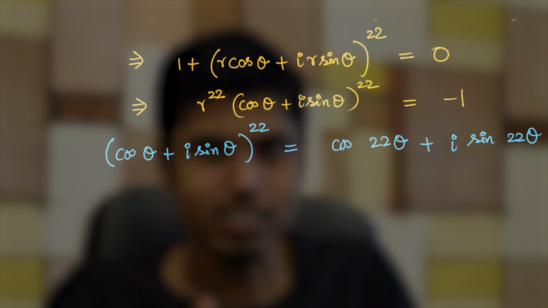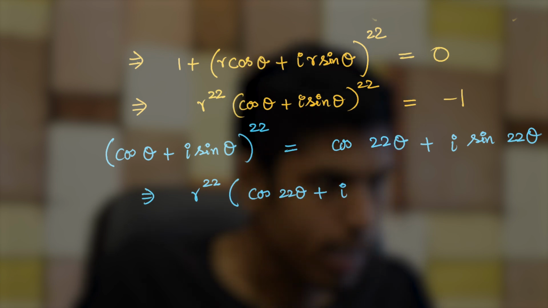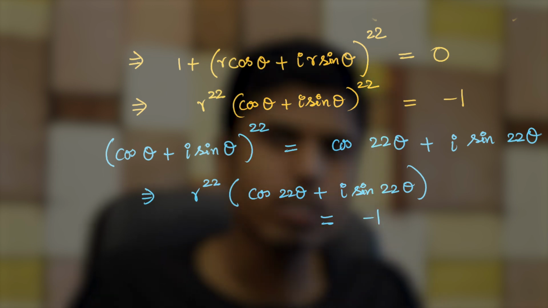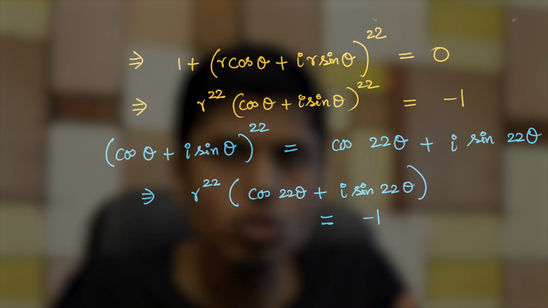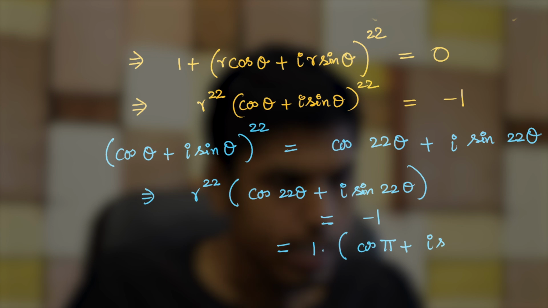So this is quite interesting. Writing this, we would get r power 22 times (cos 22 theta plus i sin 22 theta) equals minus 1. But let's write minus 1 also in trigonometric form of complex numbers. So minus 1 can be written as 1 times (cos pi plus i sin pi).